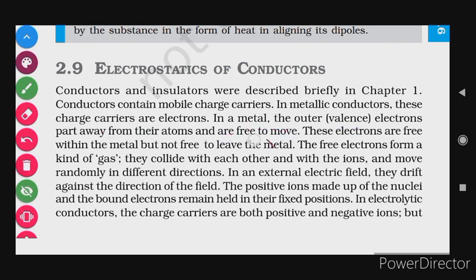So what happens in a metal? The valence electrons, the outermost electrons, are less attracted by the nucleus, that is, by the electrostatic force from the nucleus. So they get separated from the nucleus by gaining thermal energy. The thermal energy due to the temperature of the conductor lets them separate out, so they become free electrons.